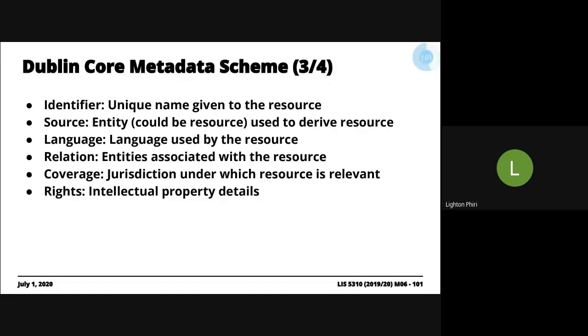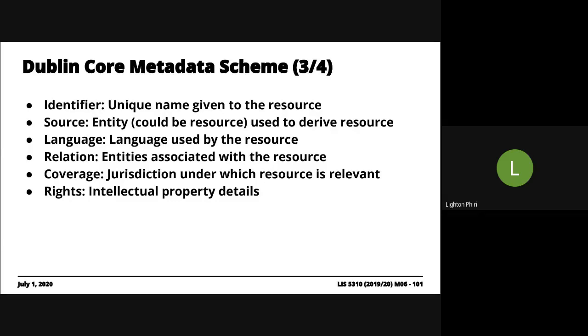The identifier is pretty much intuitive here. This is the alphanumeric representation, a combination of different characters that uniquely identify the digital object within the repository, and also outside the repository if the repository is connected to the internet, for instance. Source is nothing more than the entity that was used to derive the resource itself. And again, this is usually contextual, right? Language is usually associated with the actual language that was used to produce the digital object.